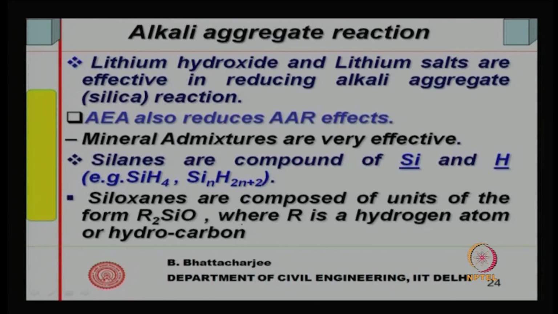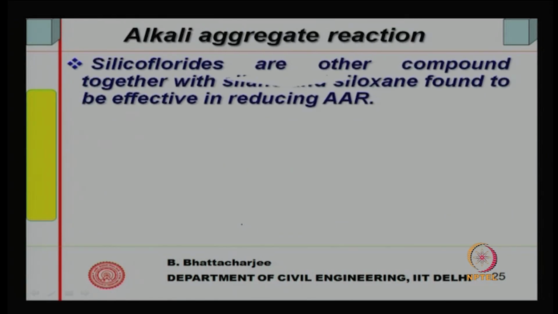Compounds like silane, which are silicon and hydrogen compounds like SiH4, this sort of formula, these are called silane. So, silane compounds and siloxanes are composed of units from R2SiO, where R is a hydrogen atom or hydrocarbon. So, R2SiO, H2SiO to any other CH3 etc. So, these are siloxanes. So, silane and siloxane materials, together with silicofluorides, are found to be effective in reducing alkali aggregate reaction.